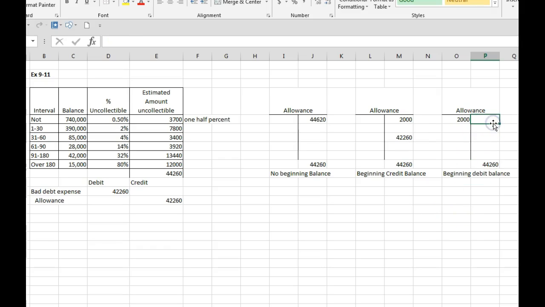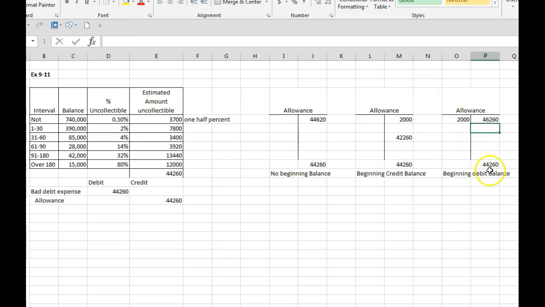So what do I have to credit my allowance account with to be 44,260? If I debit it for 44,260, what kind of balance is that going to give me? If I just do 44,260 here, well, I've got to subtract this 2,000, right? Because it's a debit against it. So that means when I have a debit balance, I have to add it to this 44,260. So this would become 46,260.